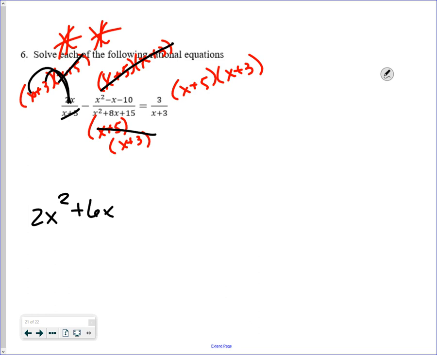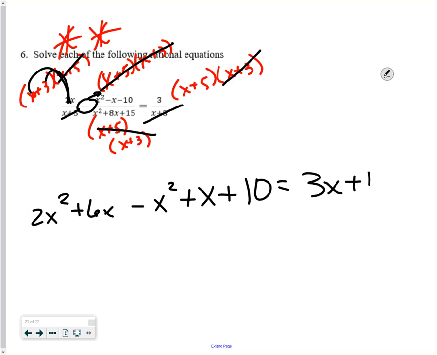Everything cancels. Now, here's a trick. There's a minus sign. So I have to subtract all those. That is a very common mistake. It's minus x squared plus x plus 10. There's going to be a bunch of you that are probably not listening to this video that are going to get that question wrong because they're going to forget to subtract all of those.